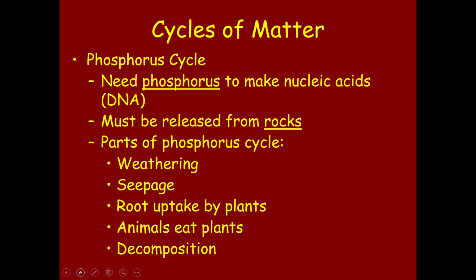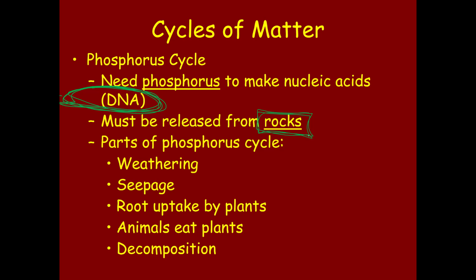The last cycle we're going to look at is the phosphorus cycle. The major reason we need phosphorus in our lives is for DNA. Phosphorus is needed to make DNA, very important. But the problem with the phosphorus cycle is that it must be released from rocks. So it's a longer process, takes more time, and doesn't move through the biosphere as quickly as some of the other cycles.